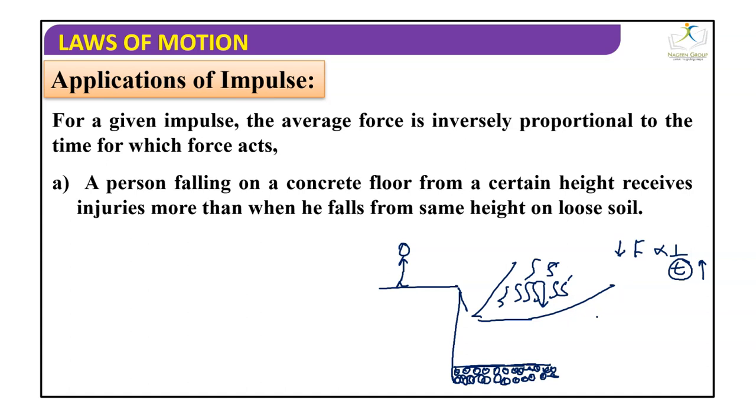Because of that, when a cricketer is catching the ball, his hand does not stay upward in the direction. He tries to catch the ball by moving the hand downward. So that time will be more and force will be less. Clear?